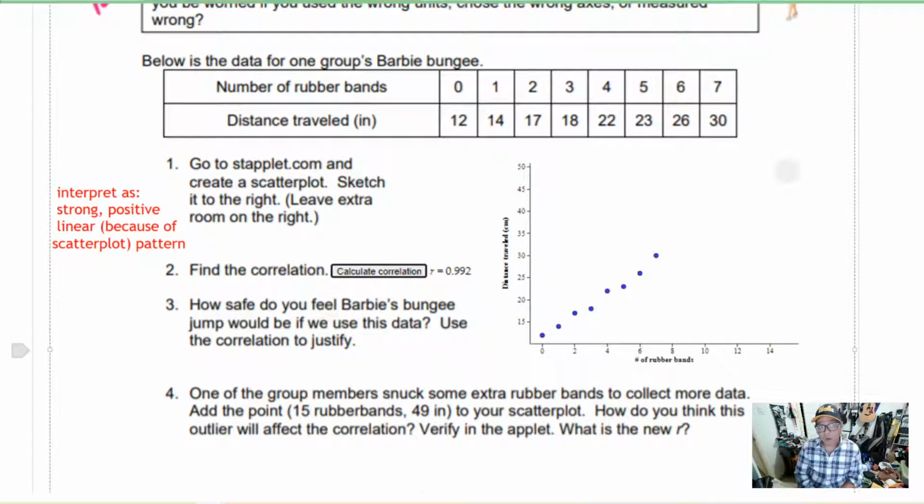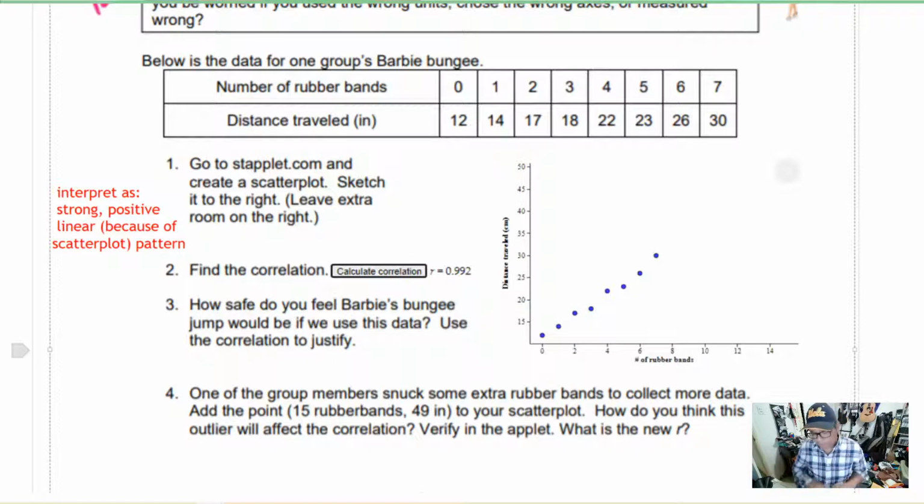The values of R are always going to be between -1 and 1. I can tell it's strong because that value is close to, in this case, +1. If R was -0.992, then I would say that it has a negative relationship. So the sign of R tells me, do we have overall a positive relationship or overall a negative relationship? I can tell it's linear because I'm looking at the scatter plot.